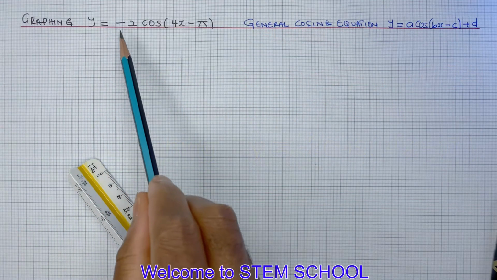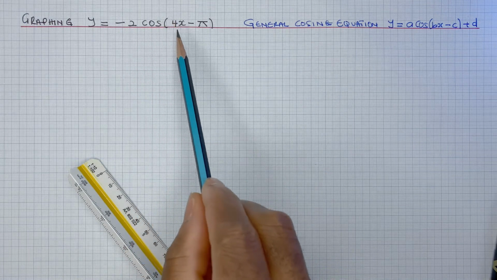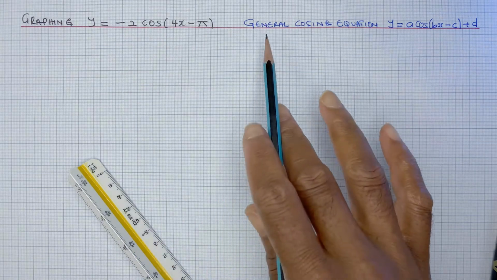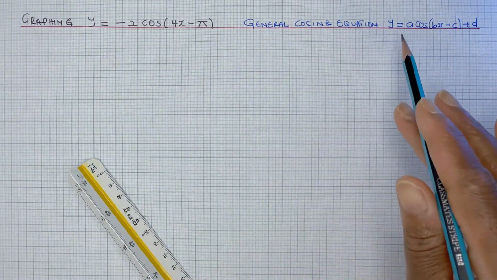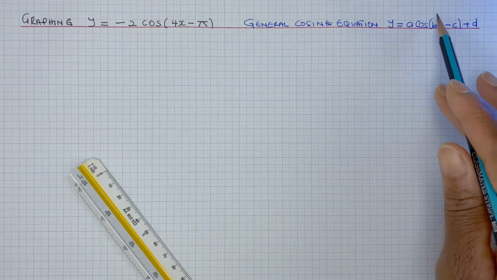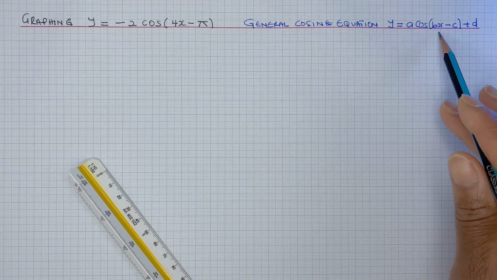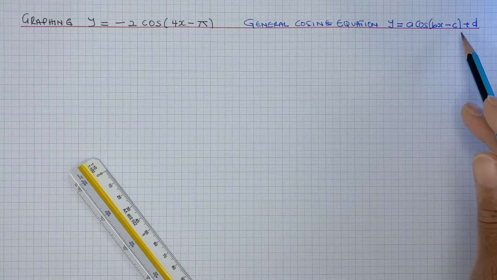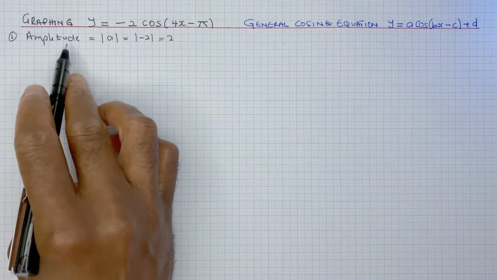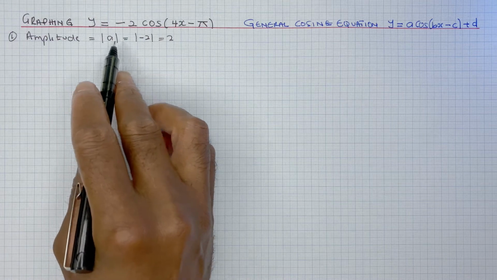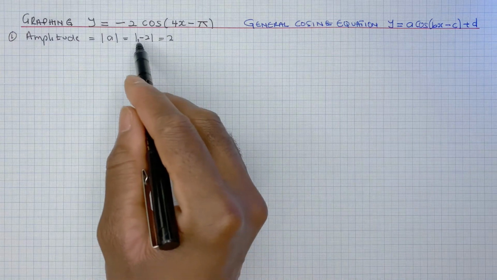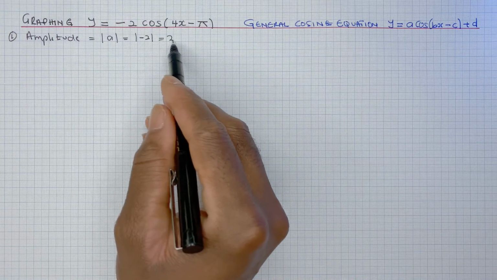Graphing y equals minus 2 cos open bracket 4x minus pi close bracket. The general cosine equation is y equals a cos b open bracket bx minus c close bracket plus d. The first thing we do is find the amplitude, which is modulus of a, and a is minus 2 if we compare it with that, and that's modulus of minus 2, which is 2.